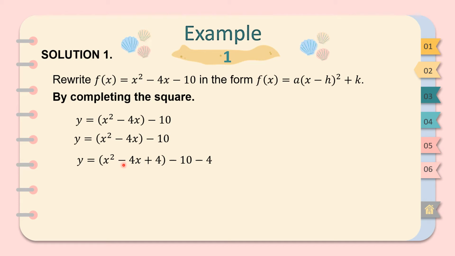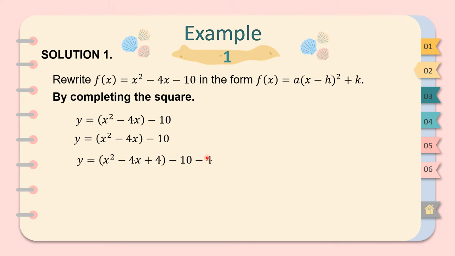Kunin nyo po yung b value, negative 4, divide nyo sa 2, and that will become negative 4 divided by 2, that is negative 2, and then square, that is equal to 4. So, ilalagay nyo po dito yung 4, positive, tapos doon po sa kabila niya, subtracting the same value from the constant term. So, subtraction naman po ang ilalagay nyo sa kabila.